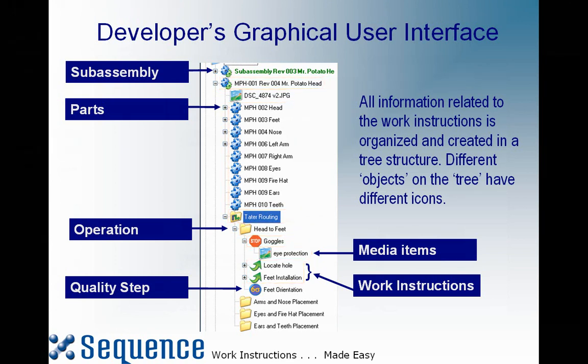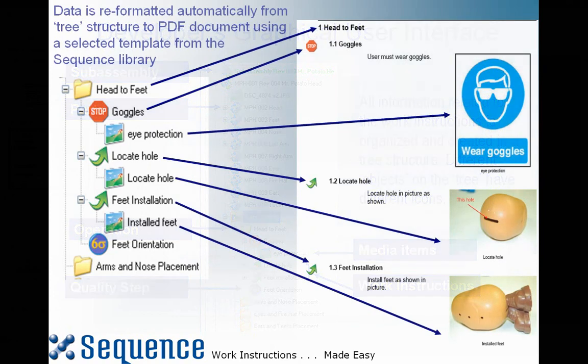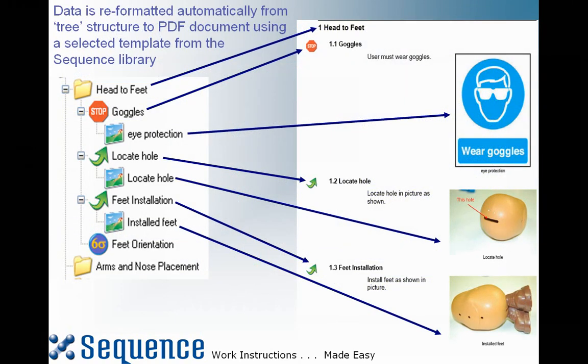This is a screen grab of the WinSequence interface, the process tree where the administrators of instructions will actually be creating those instructions. For paper deployment, work instructions are actually reformatted automatically from this process tree to a PDF document. PDF documents are what we use for paper deployment.